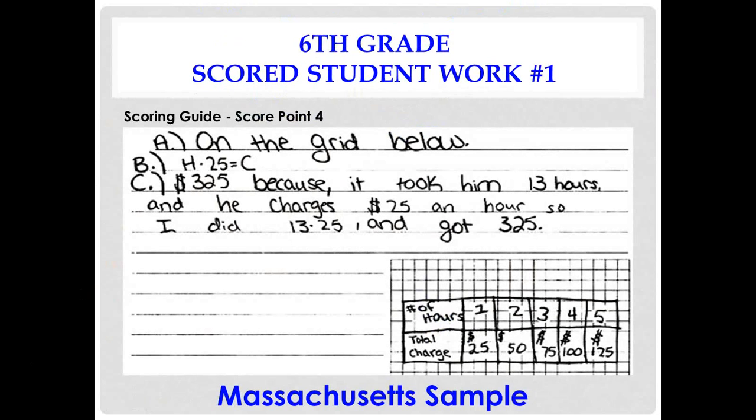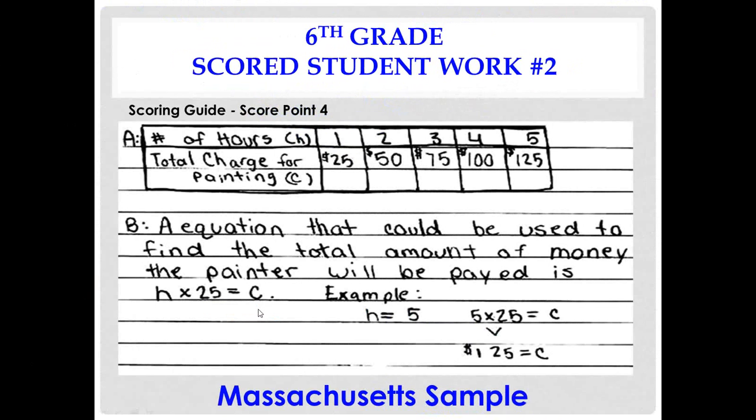And then part C says, what is the total amount in dollars the painter charged for painting the room? The painter painted for 13 hours. It took 13 hours to paint the room. Show or explain how you got your answer. So the student came up with $325 because it took him 13 hours and he charges $25 an hour. So I did 13 times 25 and got 325. So that is one way that this student scored 4 points.